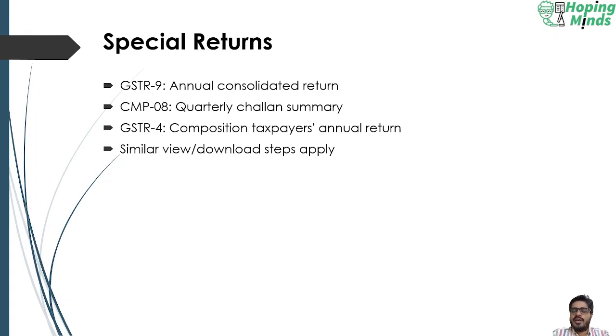So for the annual return, the option lies in the return tab. Under the return tab, we have to go to the annual return option, and from there we can choose the financial year and download the annual return. Similarly, in case of the annual return of composition dealers, we can download the same through the return tab. So it is always advisable to download the returns at the time of filing only.